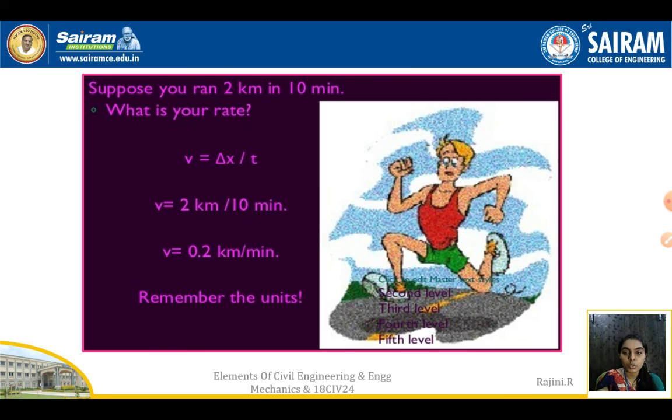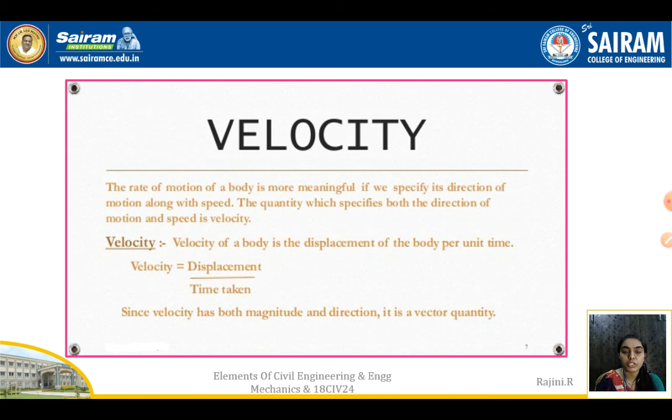Okay, speed is over. Next, after speed, we will see the definition of velocity. The rate of motion of a body is more meaningful if we specify its direction of motion along with speed. The quantity which specifies both the direction of motion and speed is velocity, right? So the velocity of a body is the displacement of a body per unit time, so displacement by time taken. Displacement, as we know, is the change from one position to another position with the shortest distance.